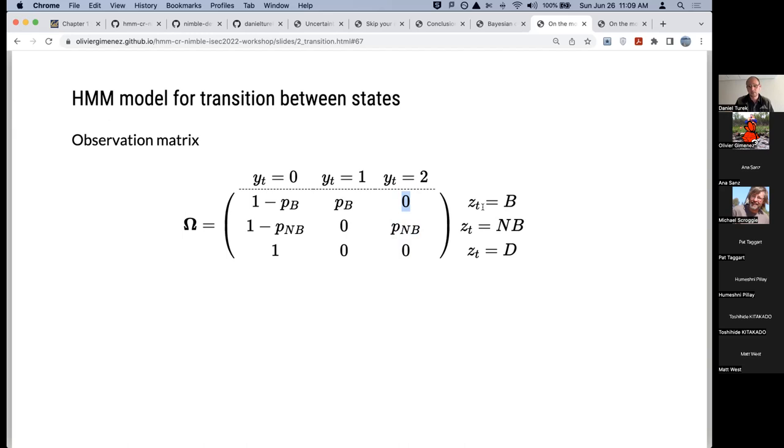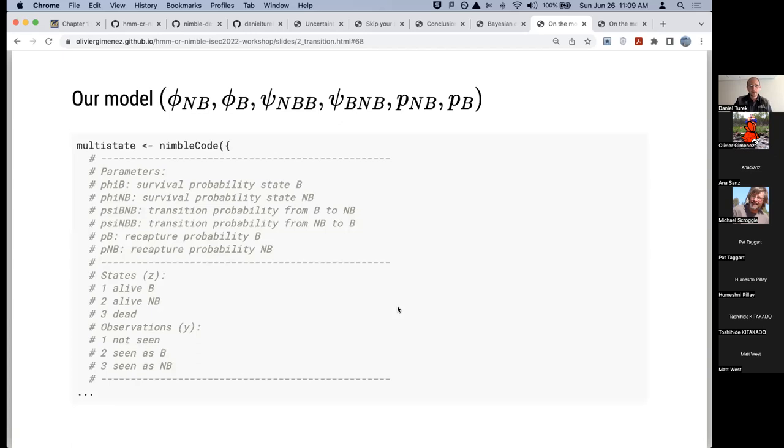So we could think about different biological questions right here, different representations of observation with this row right here, in which breeders might potentially be detected correctly as breeders, or misidentified as non-breeders, or not detected at all. So different generalizations of this model, which we'll talk about later. Olivier will get to things like this later. But the point is the generality and flexibility of these HMMs. So this all ought to feel similar to you.